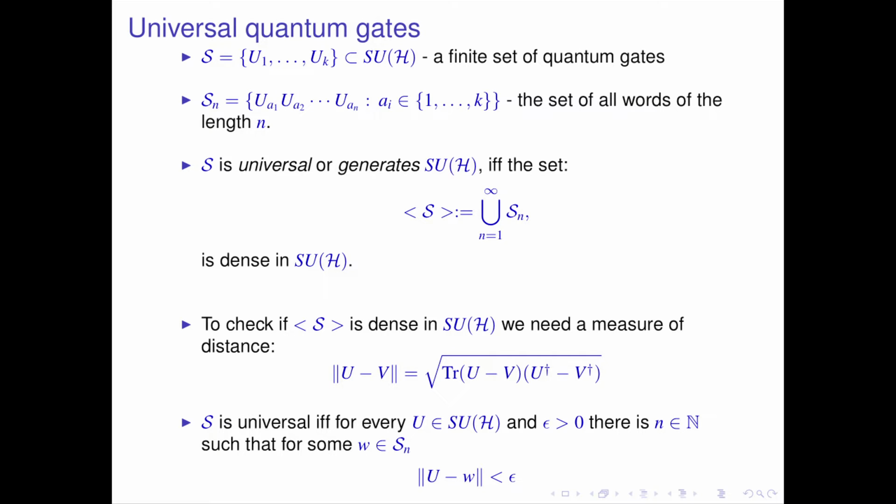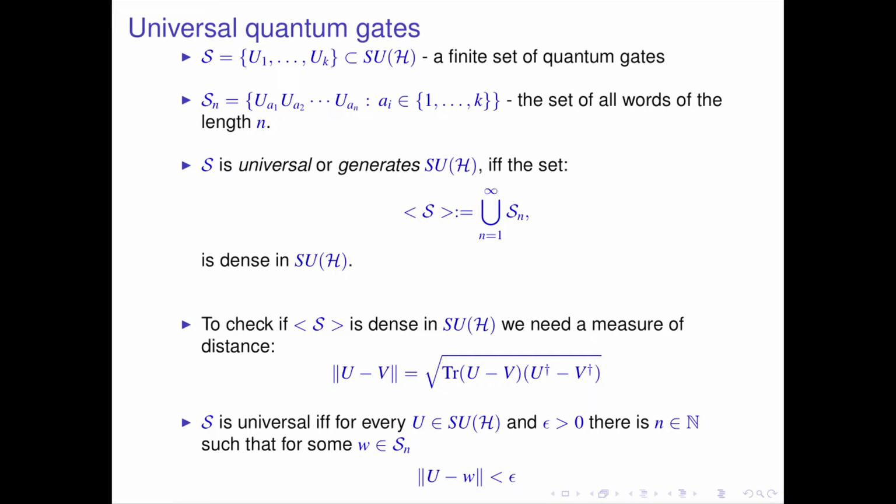No, so these are just multiplications of matrices. Of course, sometimes there might be some cancellations between those matrices. For example, if I have available matrix U in my set and its inverse, then the word U times U inverse is identity, so I don't need to count it. But we will not go to such details. Okay, so this is a good definition of universality.